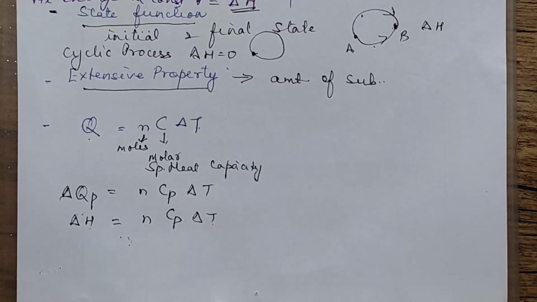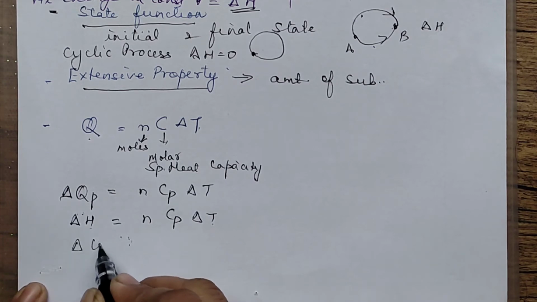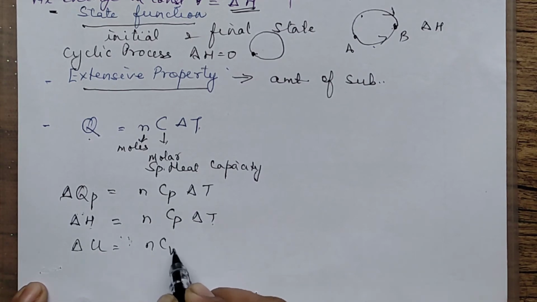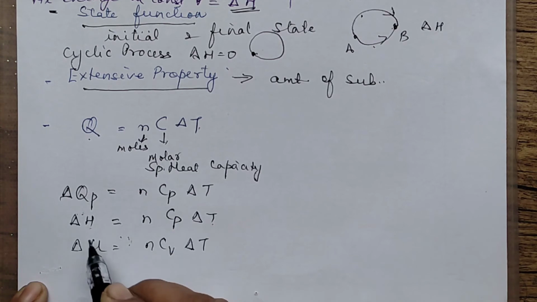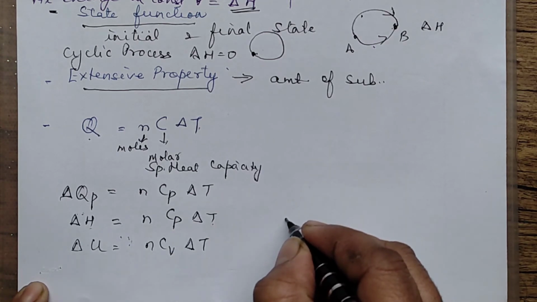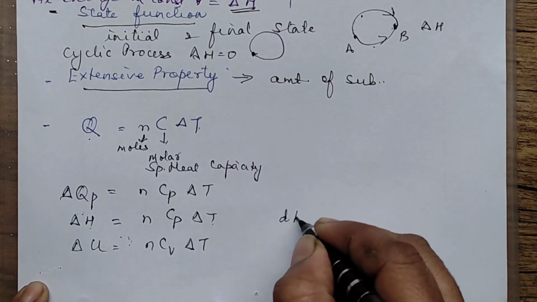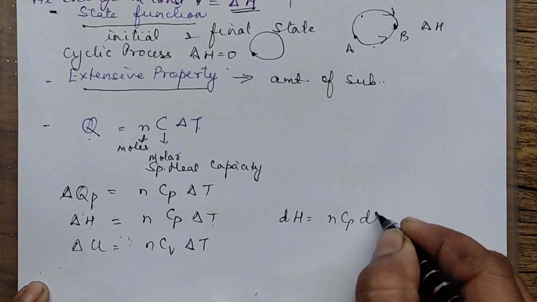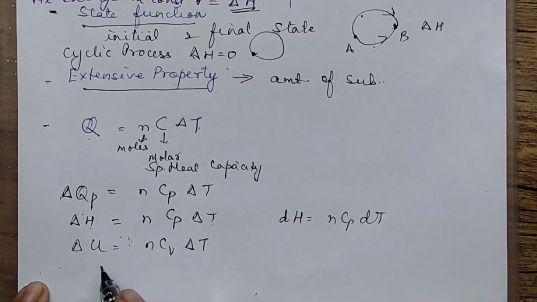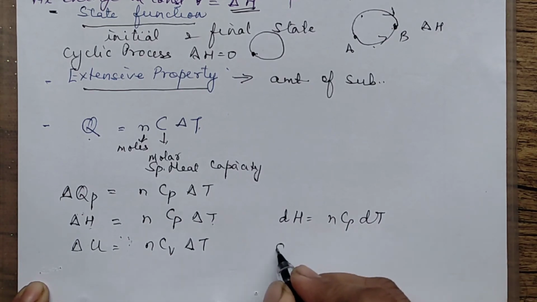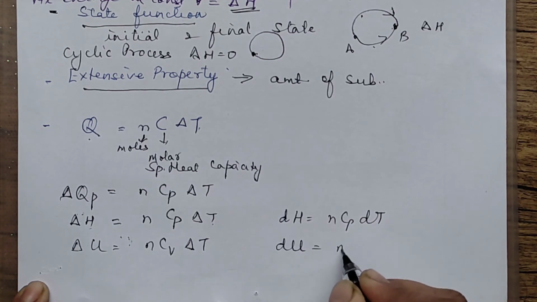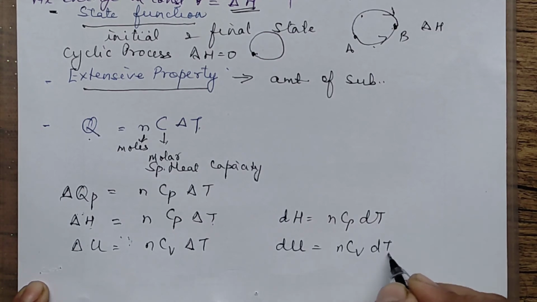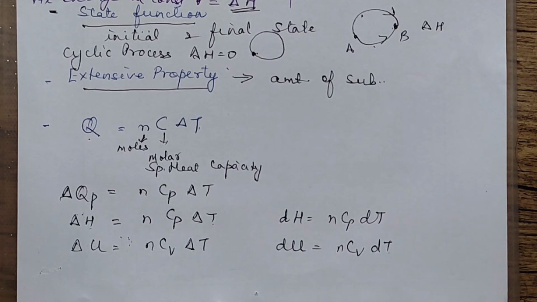Like delta U, in the previous video we wrote delta U is equal to n C_V delta T. And of course, if the changes are small, instead of delta we can write d, the differential form. So dH is equal to n C_P dT, and in the same way for internal energy, dU is equal to n C_V dT, in terms of the differential form.